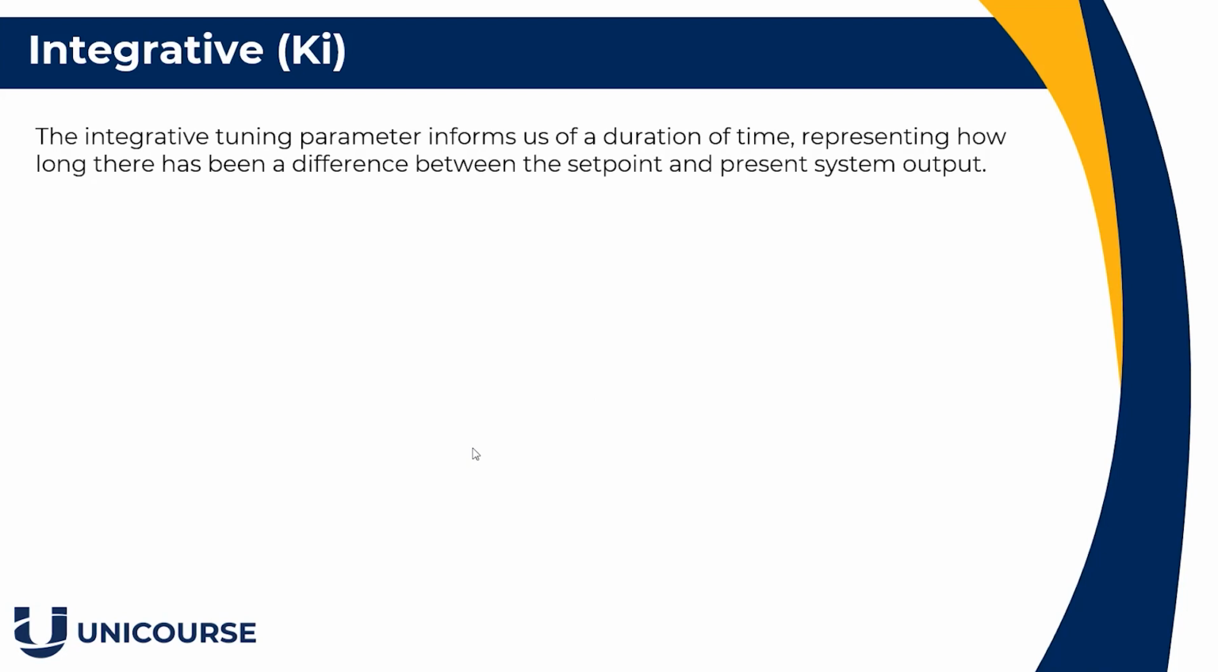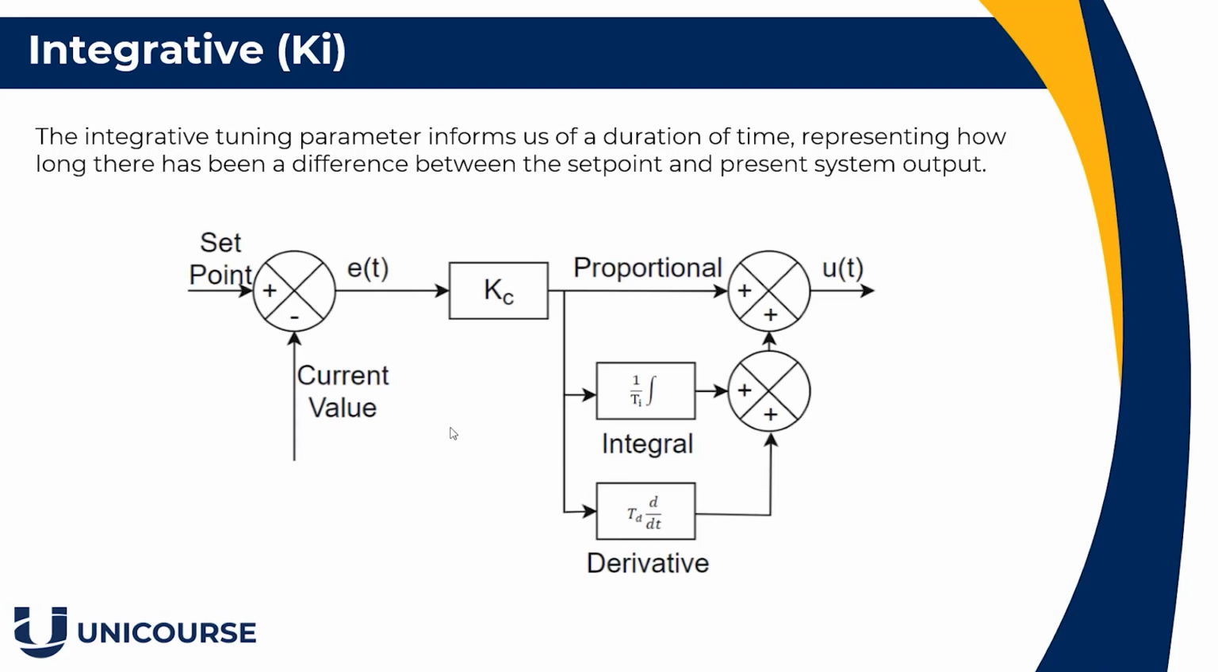So we're just going to briefly look at each one of these. The integral tuning point informs about the duration of time, how long it's been, the difference between the set point and present system example. Because remember, when these systems are running, they're not running for a minute, they're running for quite a period of time. So there will be some variation between the signal variations and the actual time itself. So the integral part of it is that we'll be measuring and looking at that time-wise.